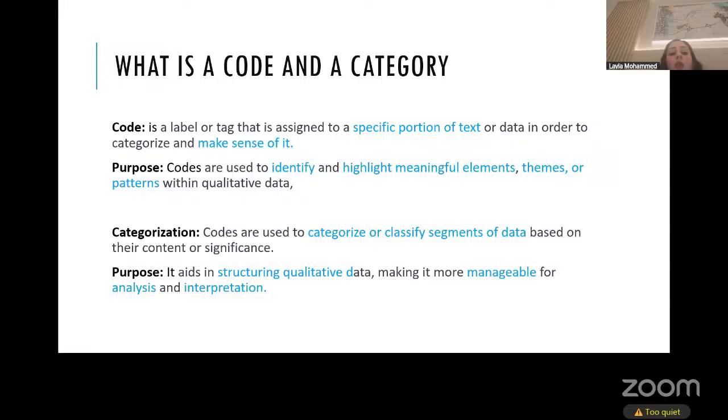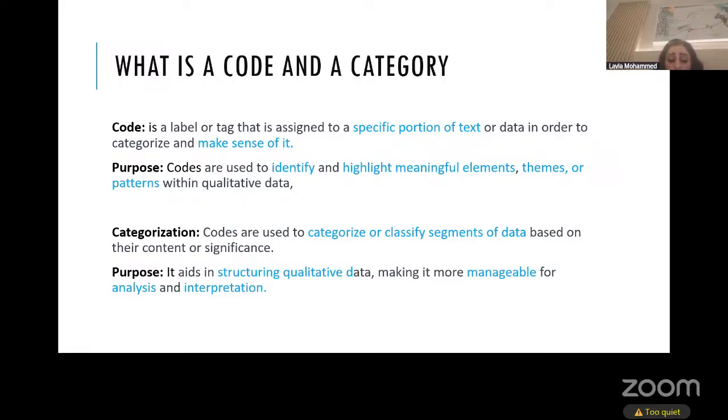So what are codes? Codes are used to identify and highlight meaningful elements, themes, or patterns within qualitative data, and I'm going to show you in a moment. Once we've coded our transcripts, we start to categorize these. So condense all of these codes into one word, and it should be one short word. It should not be a sentence. One word, ideally, that can conceptualize all of these codes and really condense and summarize your coding.